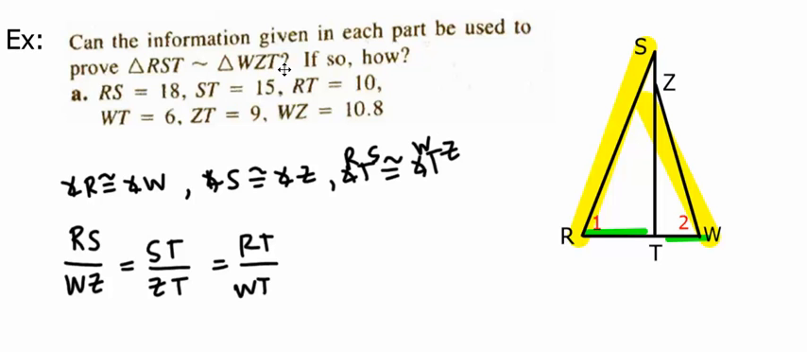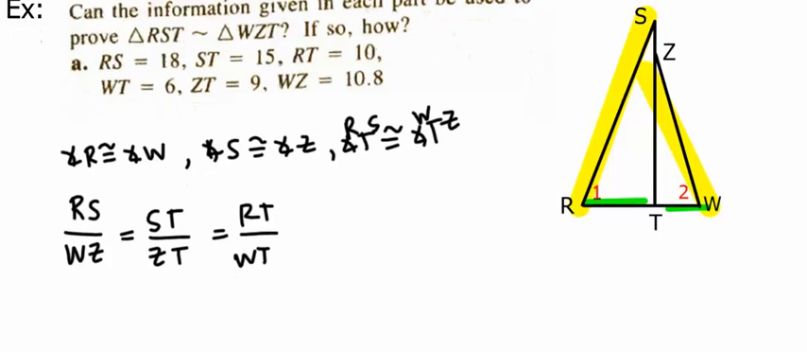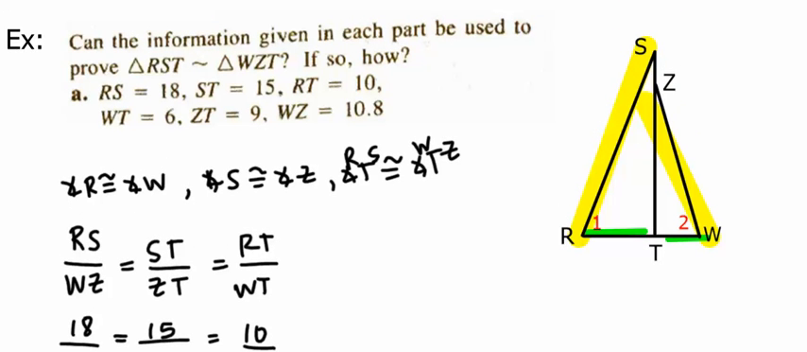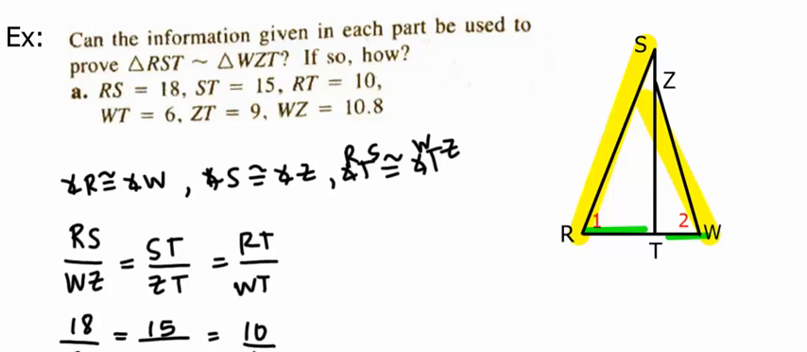RT over WT. They say RS is 18, ST is 15, RT is 10, WT is 6, WT is underneath RT, ZT is 9, that's underneath the 15, and WZ is 10.8. So let's make sure. RS over WZ. Yep, I for sure have written this correctly.